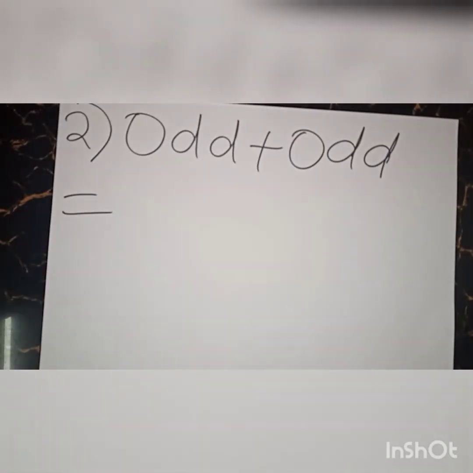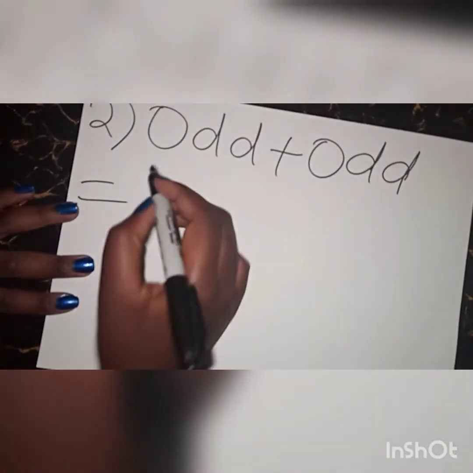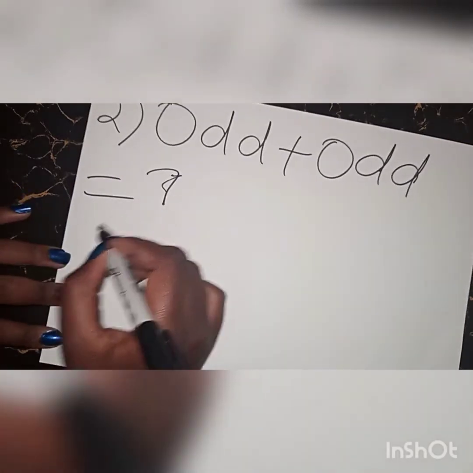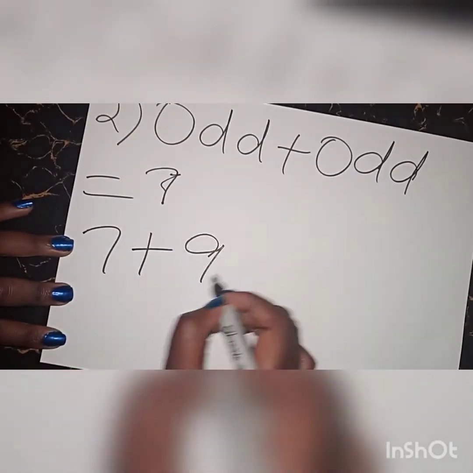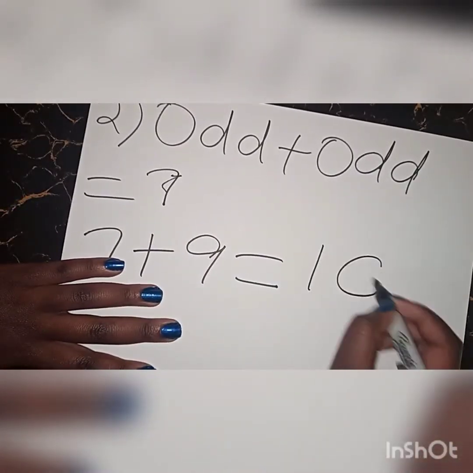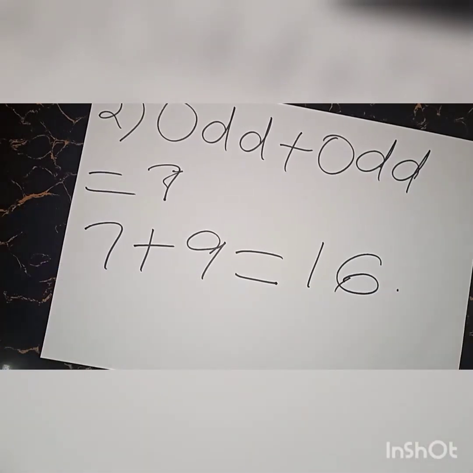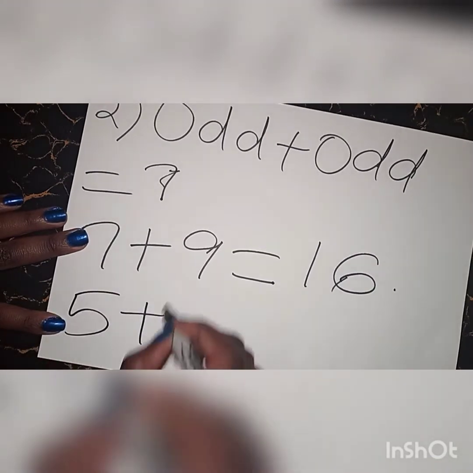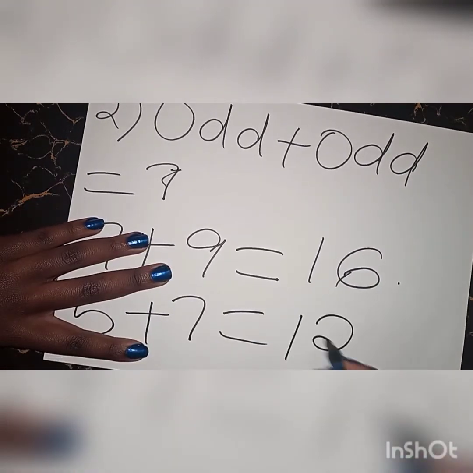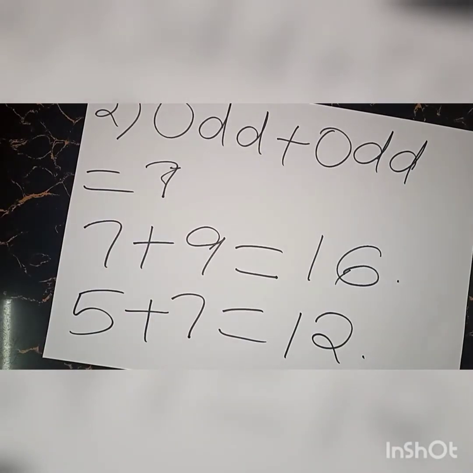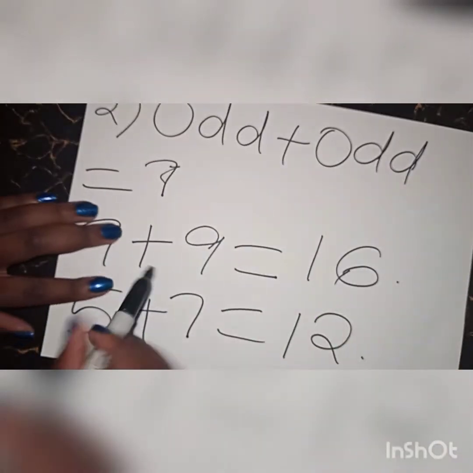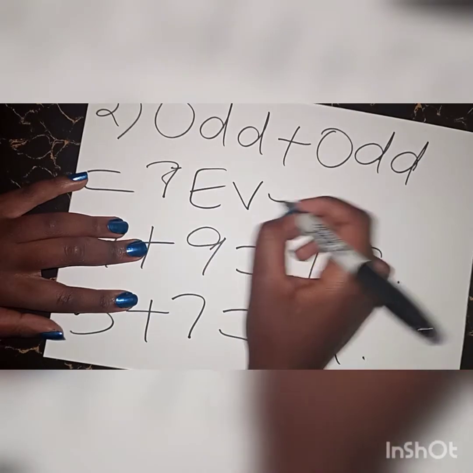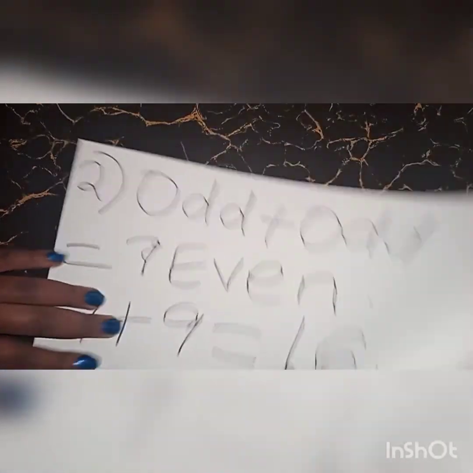So what happens when you add an odd number plus another odd number? Let's see. What happens when you add 7 plus 9? It gives us 16. Okay, which is an even number. Let's look at another example. 5 plus 7 gives us 12. So that means that we can comfortably conclude that an odd plus odd is equal to even. Are we together? Moving on swiftly.